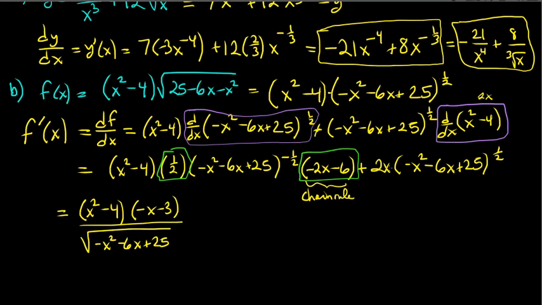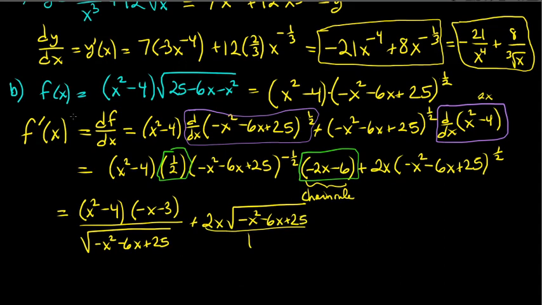That's fine, right? And then for the second term, not much we can do here. Just write 2x times the square root of negative x squared minus 6x plus 25. So, and this is all over 1.